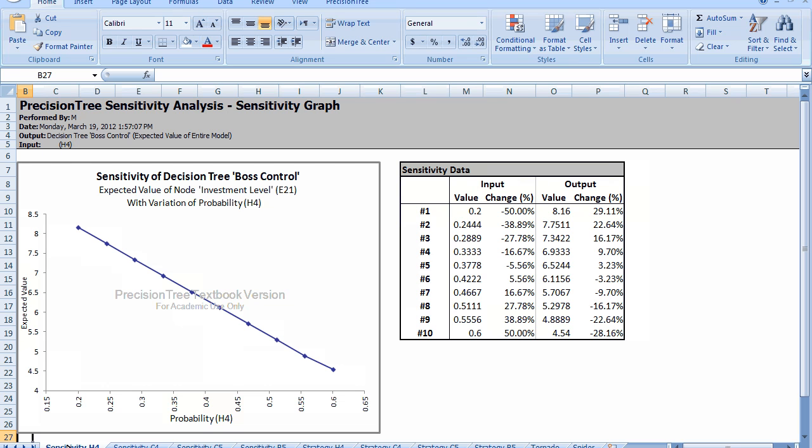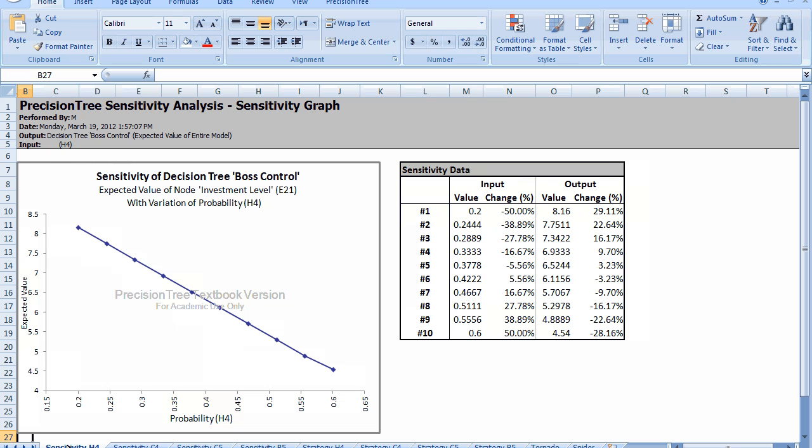Because we specified 10 data points, when you go from 0.2 to 0.6, there are 9 intermediate points, and as you can see, you're adding 0.044 as you go from the first value to the second value to the third value. The lower end of the range, 0.2, is 50% of the original value, which was 0.4. In addition, 0.6, which is the upper end of the range, is 50% greater than the original value, which was 0.4. What is the impact on the expected value?